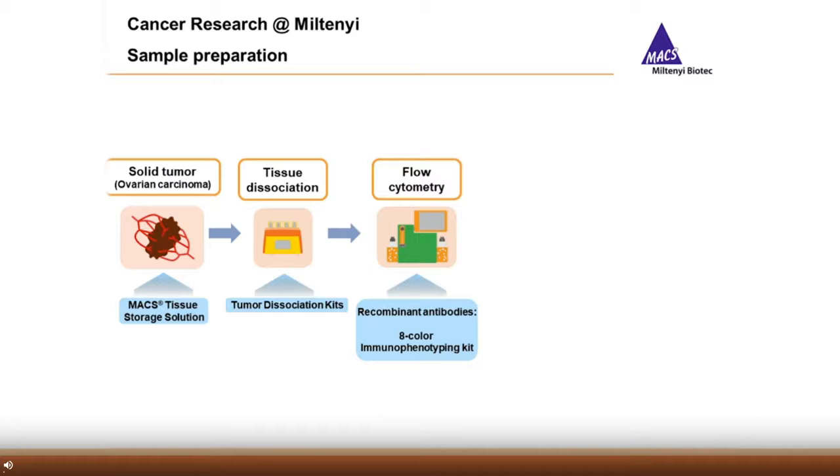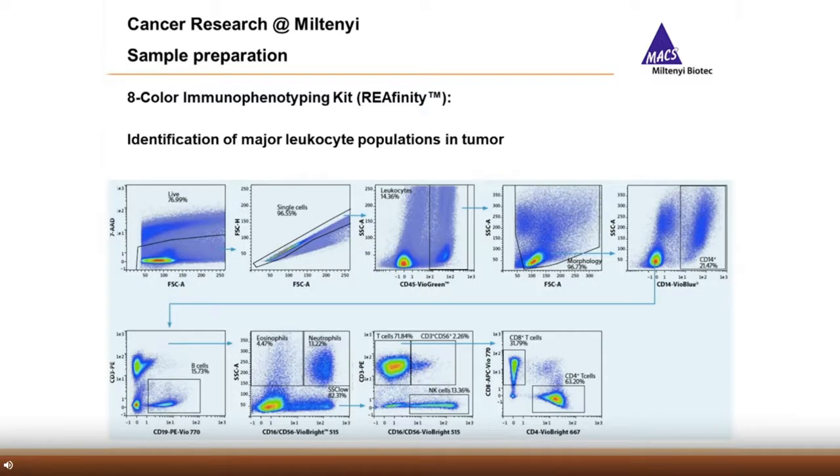After dissociation, we took a small sample to identify and quantify the immune cell populations using our 8-color immunophenotyping kit. Here, I am showing the plots with the gating strategy. After excluding dead cells and doublets, we gate on CD45-positive leukocytes. From those, we use a morphology gate to exclude small debris and large tumor cells.